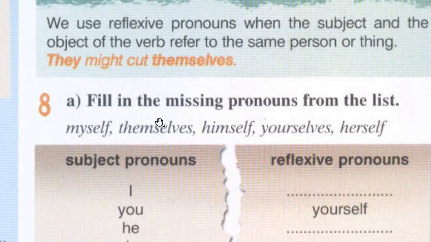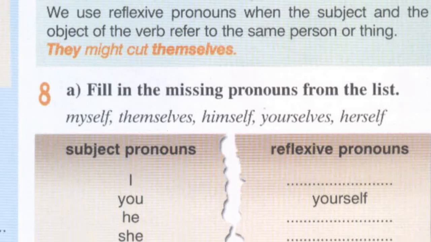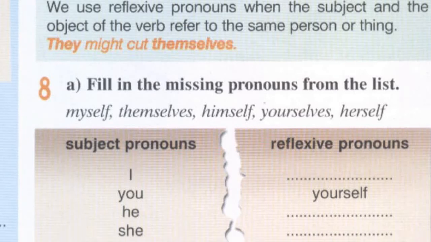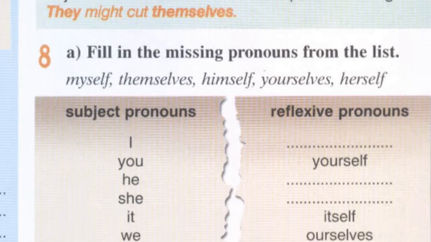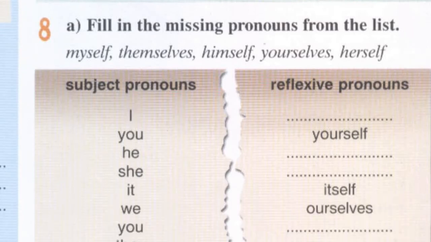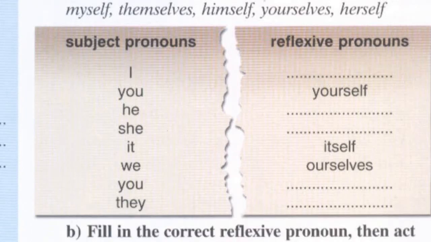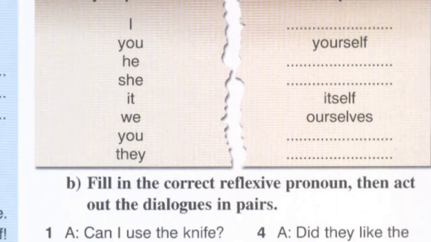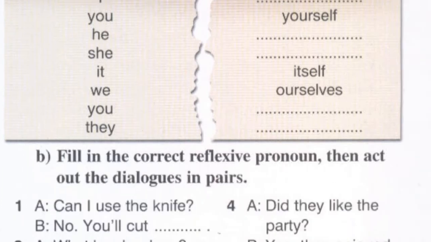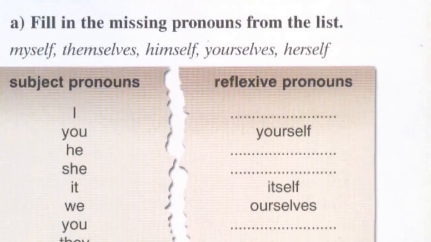So I want you to go to exercise part A from 7 and fill in the missing pronouns from the list. Very simple and easy. On the left side, first look at the list: myself, themselves, himself, yourselves, and herself. This is the bank or list. Subject pronoun: I, you, he, she, it, we, you, they. And on the right side, reflexive pronoun. Remember the title. These are called reflexive pronouns.